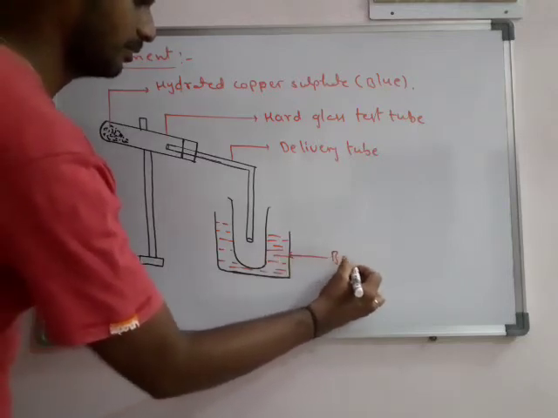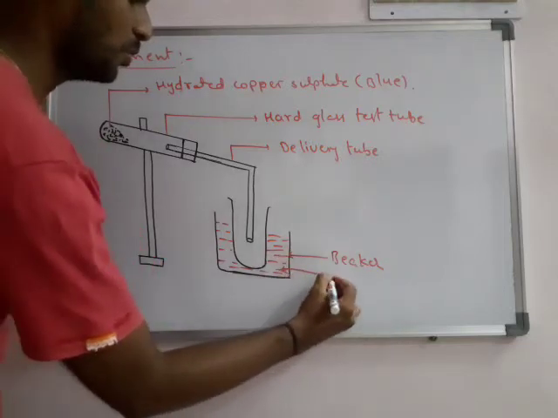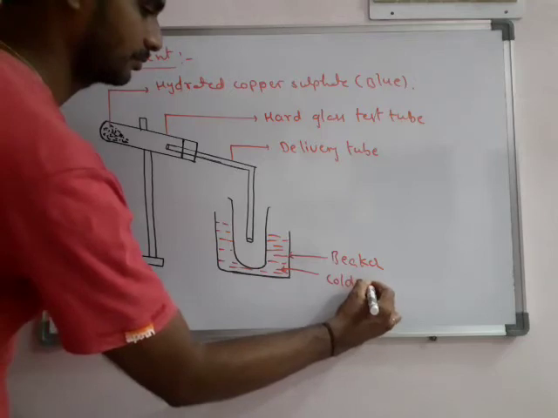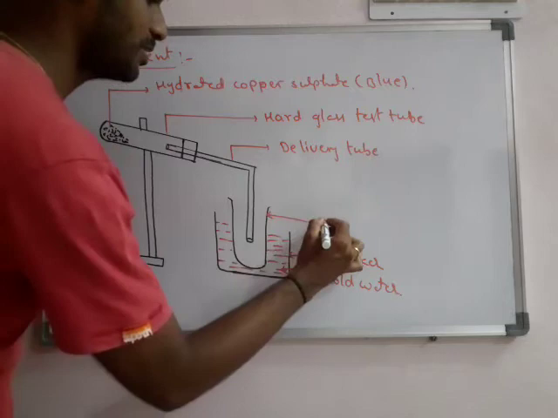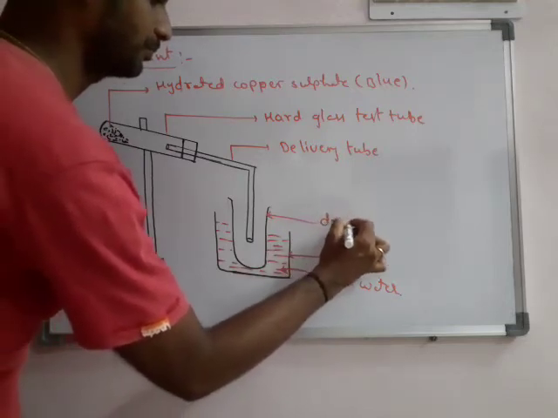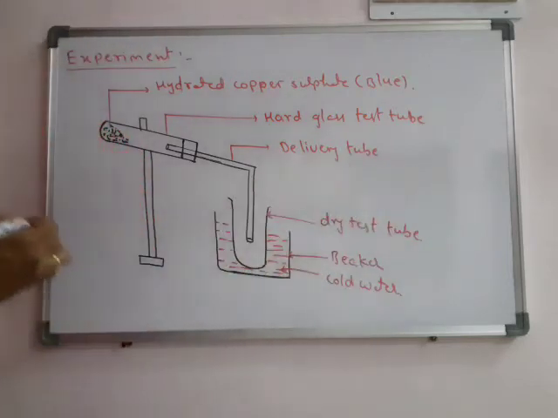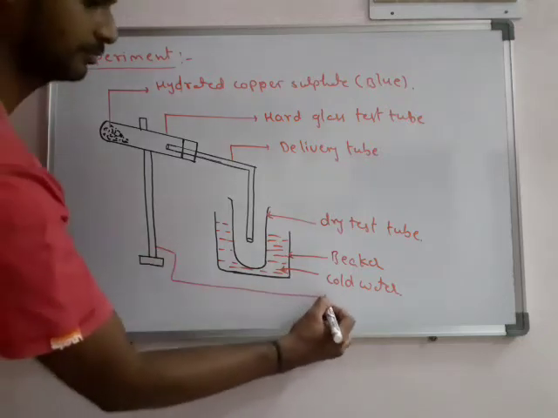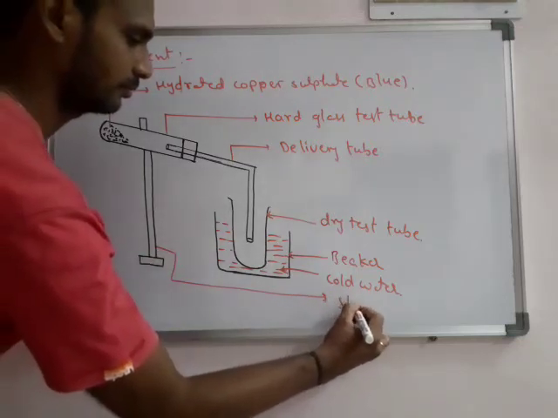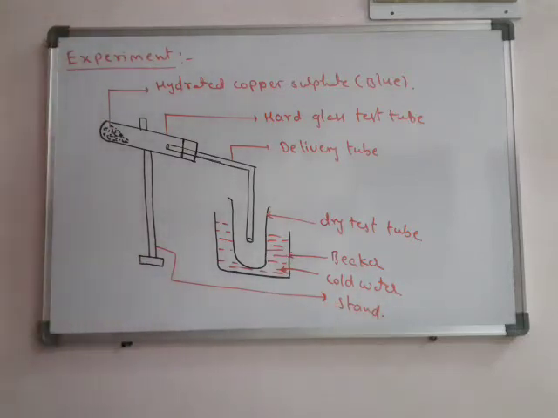This is a beaker. The beaker contains very cold water. So let's take very cold water in it. This is an empty dry test tube. Let's take a dry test tube. This is a normal stand. It is a stand. Labeling of a diagram is very important. So it's a dry test tube.